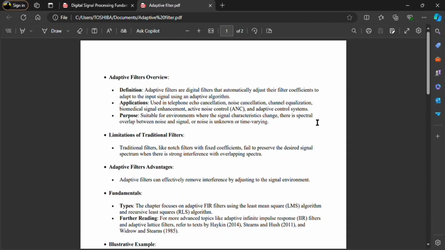Here I am going to explain adaptive filters. First of all, we are going to Wikipedia.